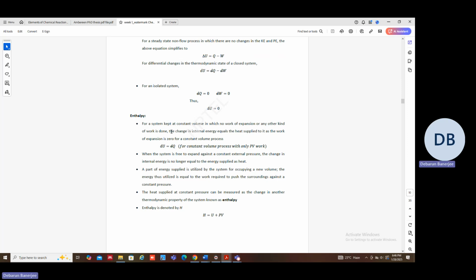When the system is free to expand against a constant external pressure, the change in internal energy is no longer equal to the energy supplied as heat. So H equals U plus PV. So the heat supplied at constant pressure can be measured as the change in another thermodynamic property of the system known as enthalpy. H equals U plus PV.